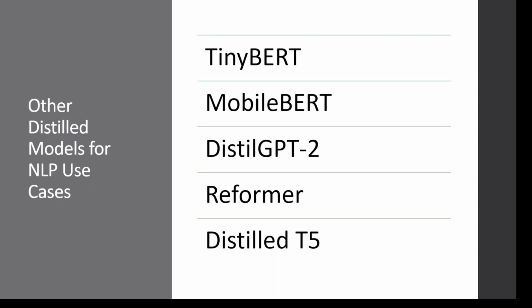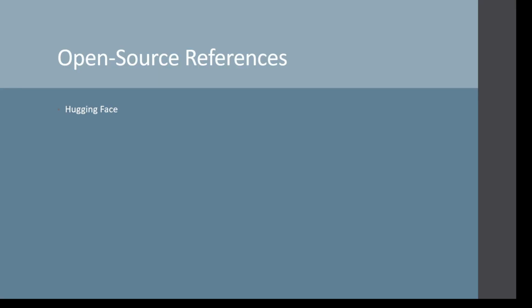Quickly, DistillBERT is not the only distilled model. There are many distilled models in existence, and these are just 5 very popular distilled models. TinyBERT and MobileBERT are even smaller versions of BERT for specific use cases. Distilled GPT is a distilled version of GPT-2, and so on. There are many more. And so I thought it would be important to mention the open source references, specifically Hugging Face, which is a platform that provides access to open source models.